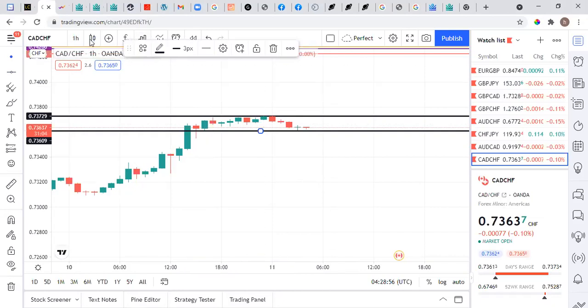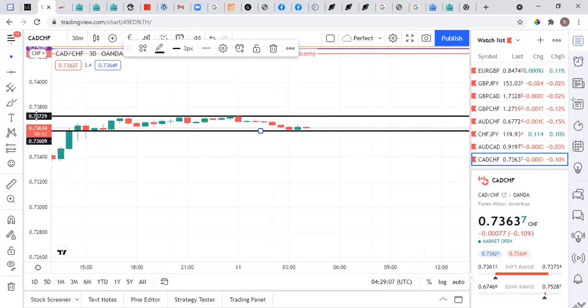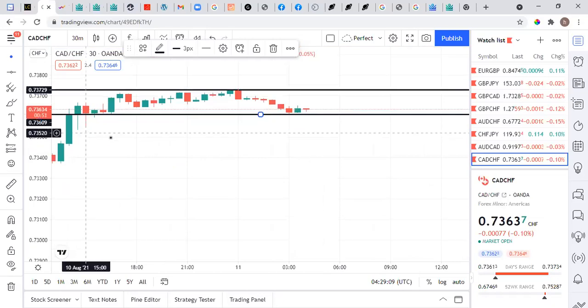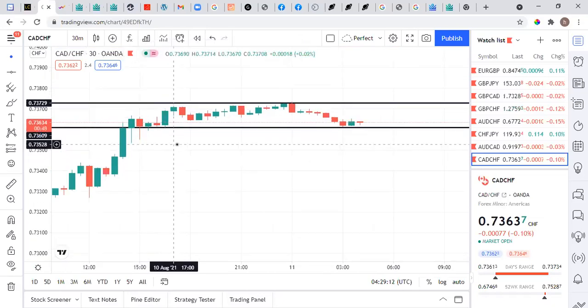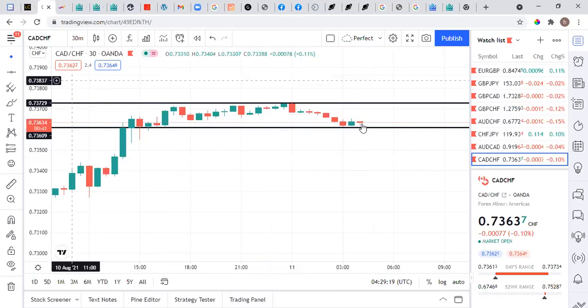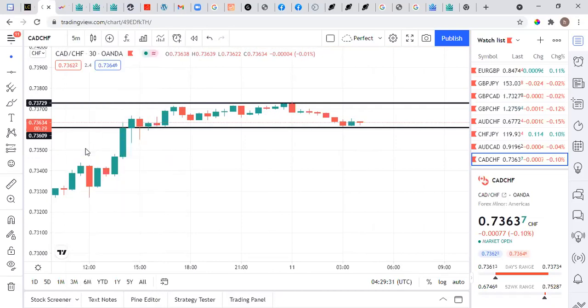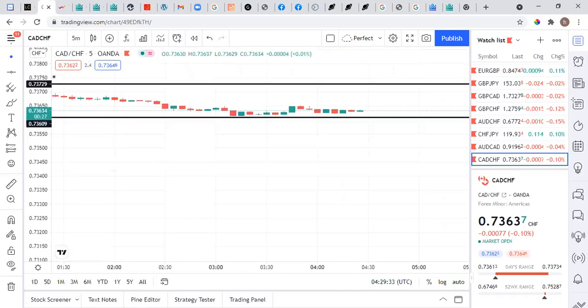Now, let me pick a lower time frame. Let's say I'm doing my analysis. I want to pick 30 minutes. This is on a 30-minute chart, so each candle represents 30 minutes. The 1 hour and 30 minutes are almost close, so let me pick 5 minutes now.